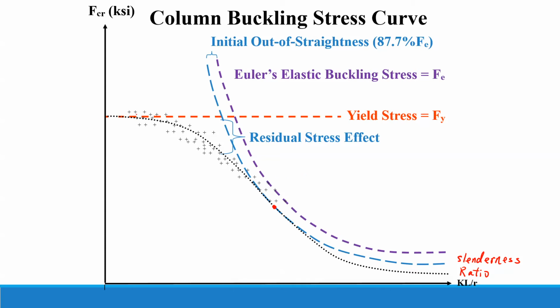So this black dotted curve is created to best fit the testing data. And you will see there's a point of inflection in this curve. And that's the boundary between the inelastic and elastic failure. So if your slenderness ratio is less than 4.71 times square root of E over Fy, then we call it inelastic failure. Otherwise it's an elastic failure. And inelastic failure makes better use of the material, right?